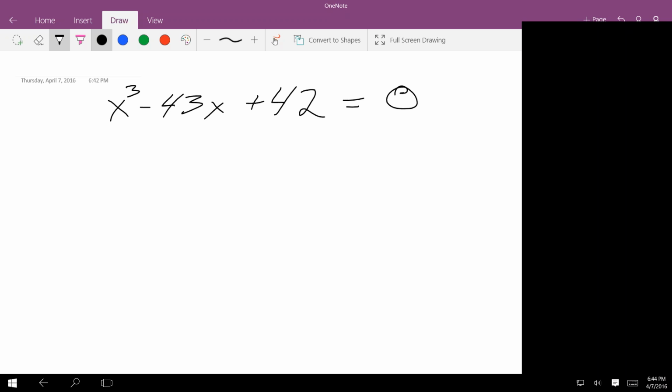The rational factor theorem says that if I have a rational zero for this thing, its numerator is going to be a factor of the constant, and its denominator is going to be a factor of the coefficient of the highest term. Well, that's 1. So, let's talk about factors of 42. Let's list them all.